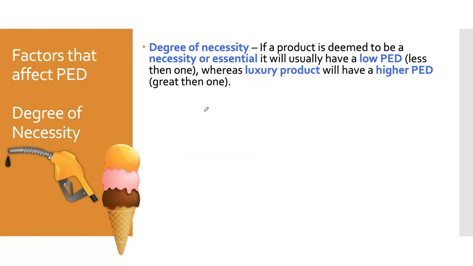Degree of necessity is how necessary or essential is the product. If the product is deemed to be essential, it will usually have a low price elasticity of demand. What does that mean? Increases in price will have less changes in quantity demanded because you must have it. Whereas luxury products will have higher price elasticity of demand because you don't need it, it's not essential, so if the price goes up, you'll find something else.